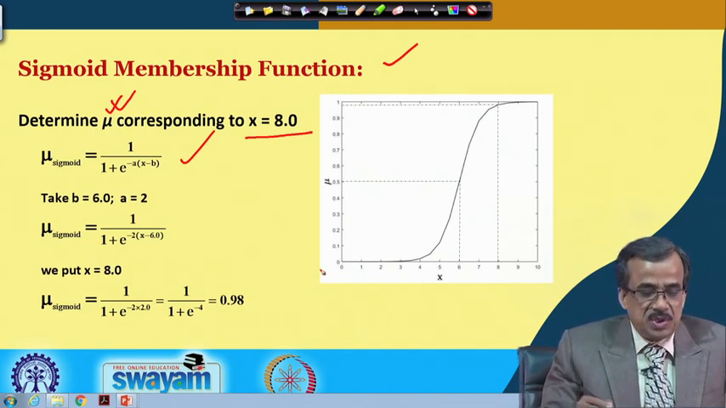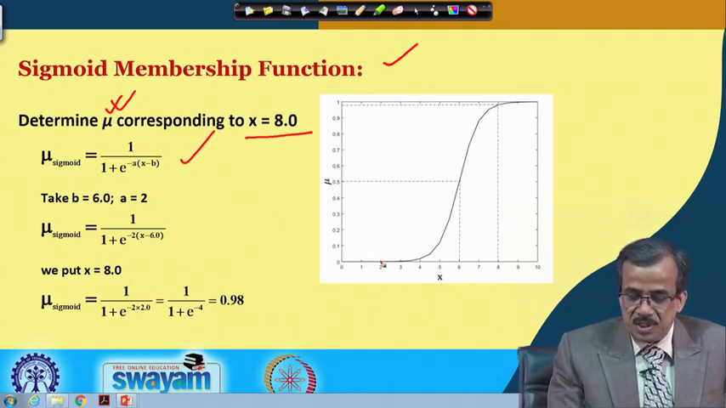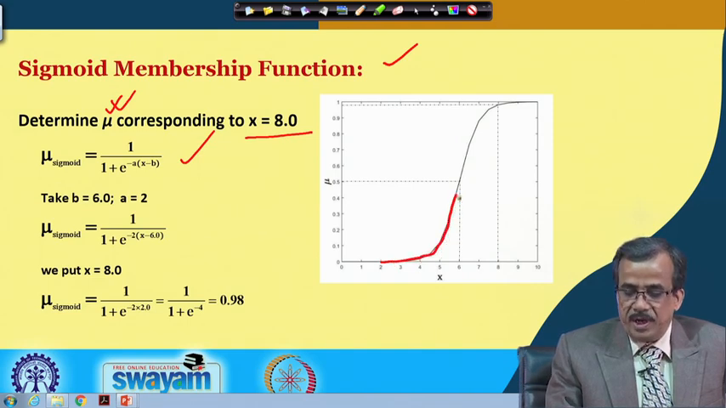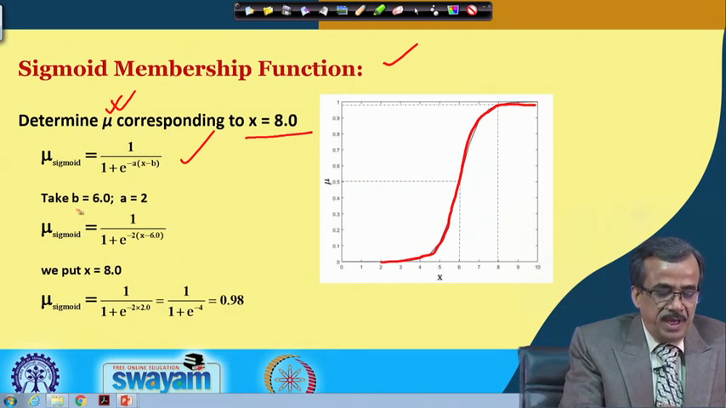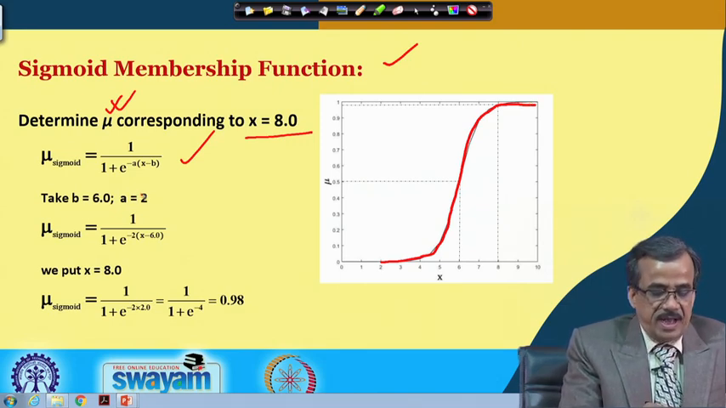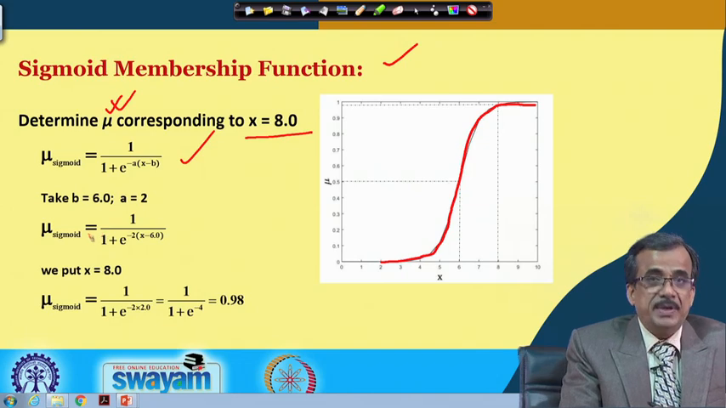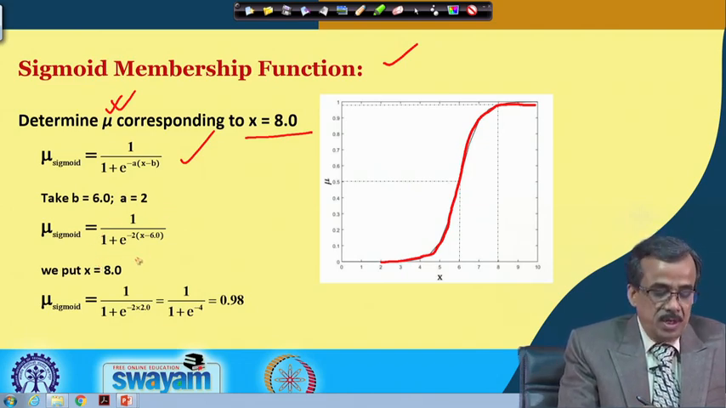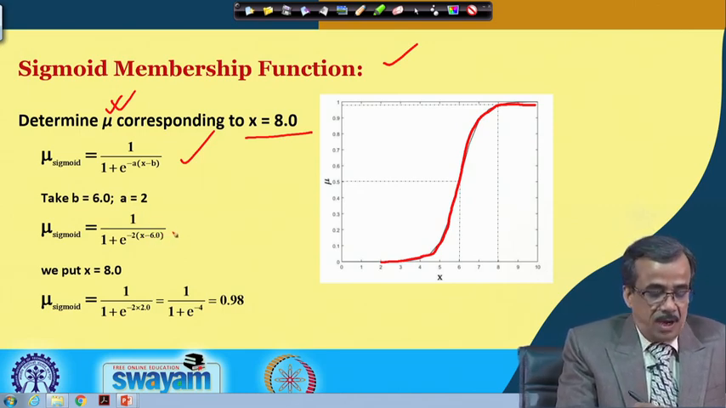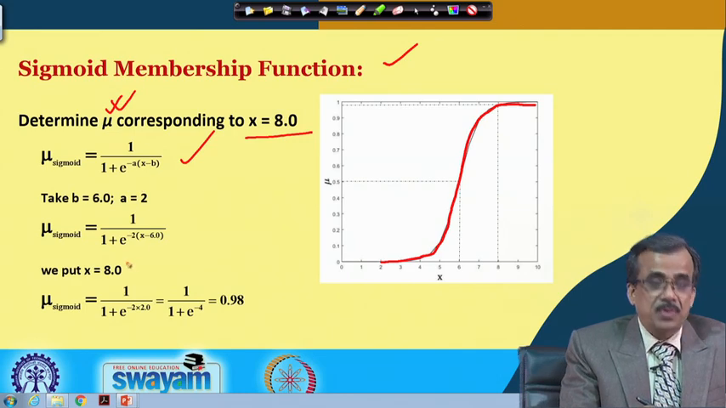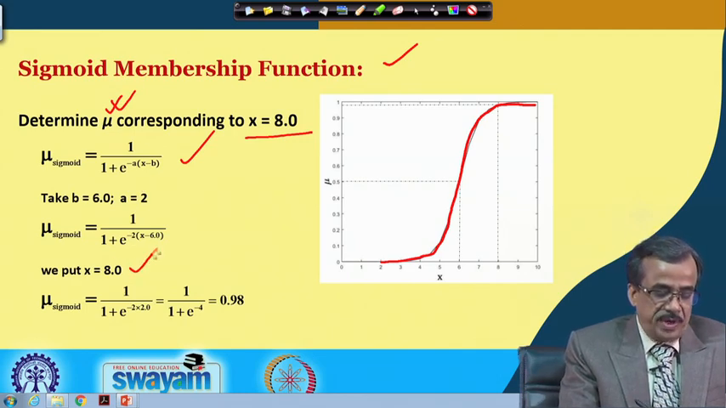So, this is the distribution for this sigmoid membership function, corresponding to b equals 6.0 and a equals 2. So, I will be getting the expression for mu sigmoid, that is nothing but 1 divided by 1 plus e raised to the power minus a equals 2 multiplied by x minus b, b is equal to 6. Now, here if you substitute the value for x, that is x equals 8.0.